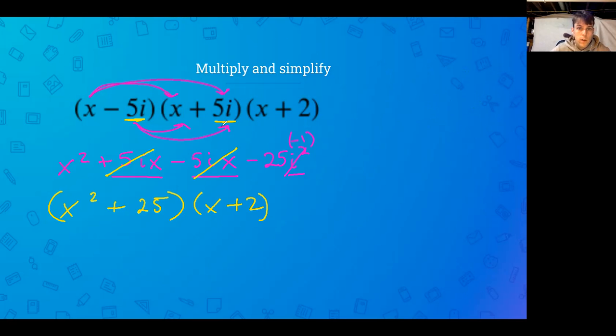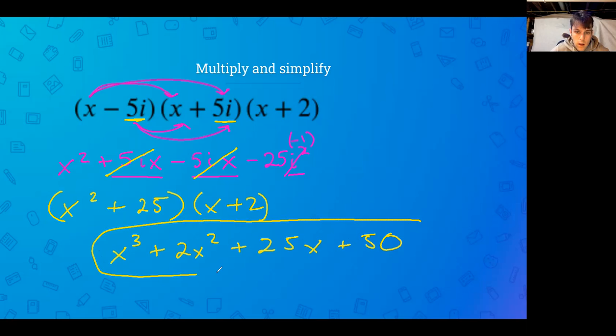All right, let's go ahead and finish this out. x squared times x is x to the third. x squared times 2 is 2x squared. 25 times x, 25x. 25 times 2 is 50. So here, no like terms. This is actually just our final answer. It is a polynomial that has only real number coefficients: 1, 2, 25, 50. No imaginary numbers at all, even though in this factored form, we can see there are actually imaginary numbers.